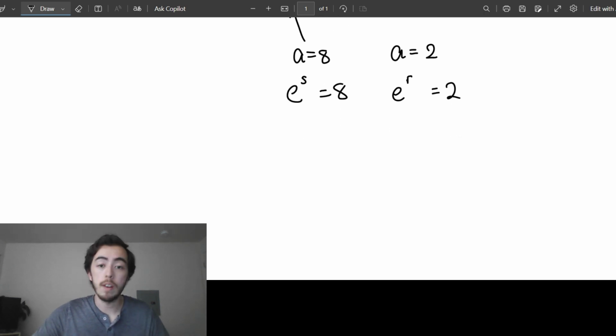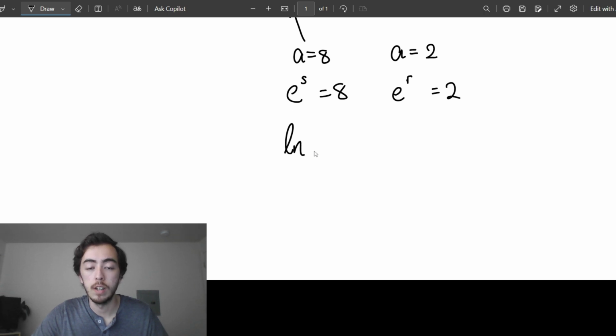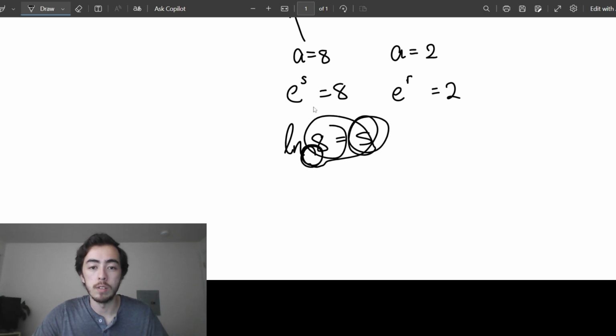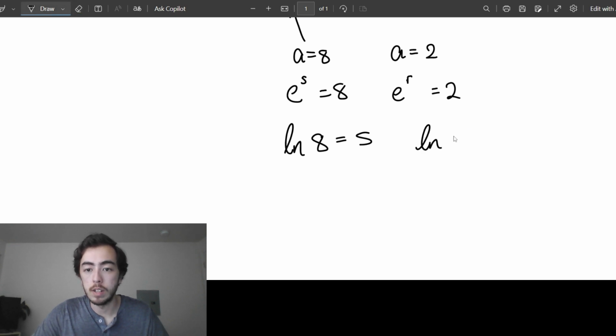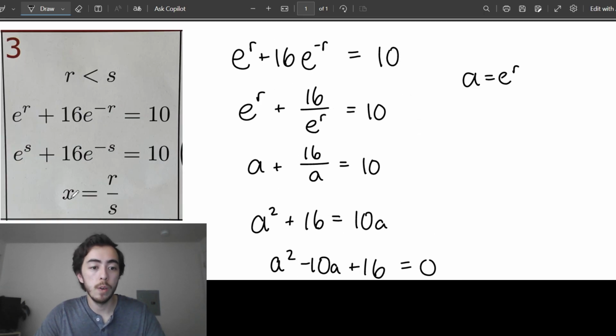To isolate these variables, we could just use a natural log. So this is the same thing as just saying the natural log of 8 is equal to s. I'm unraveling it in my head as the base is e, here is the exponent, and here is the answer 8. So I could also just say that the natural log of 2 is equal to r. Okay, and x is just r divided by s.